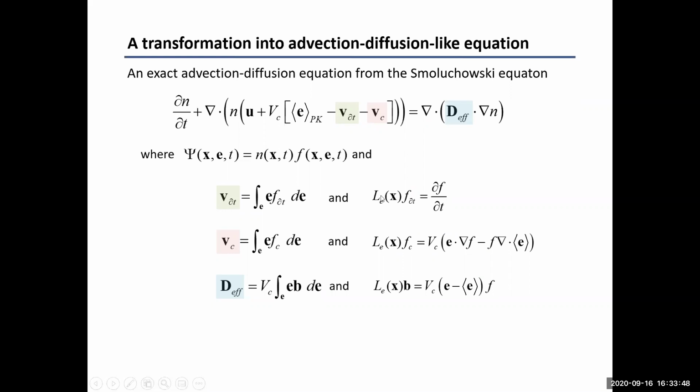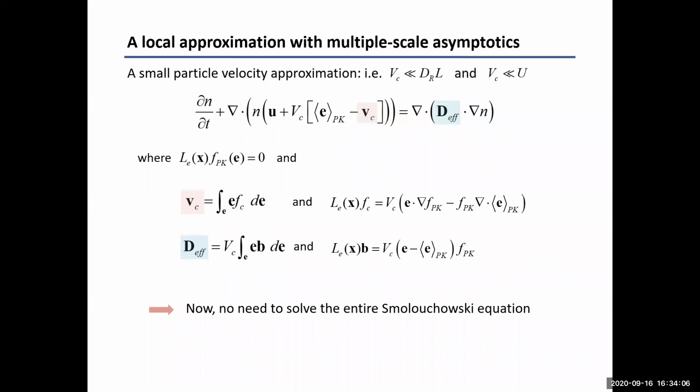And then you can clearly see that to get the V and V_p, the VC and the effective diffusion, we still need to know the full Smoluchowski equation. Okay, so therefore we needed extra magic, and so we did an asymptotic analysis by assuming that the swimming velocity is much smaller than Dr times L. Dr is rotational diffusivity, and L is the length scale of the flow. And we also assume that this swimming velocity is much smaller than the surrounding flow velocity.